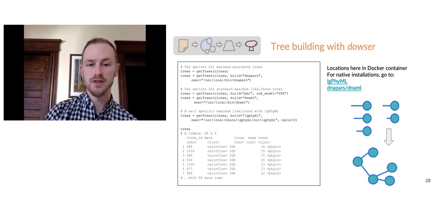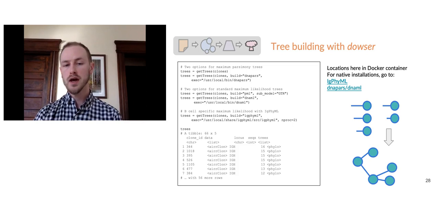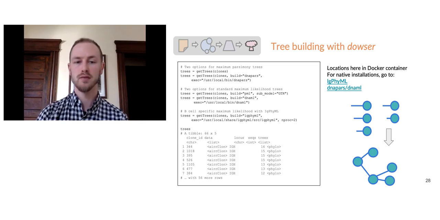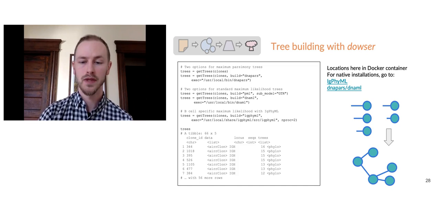If you would prefer to use DNAML, which is also commonly used in BCR analysis, again, you just specify the build option as DNAML and pass the location of the DNAML executable. And this will build trees using DNAML.